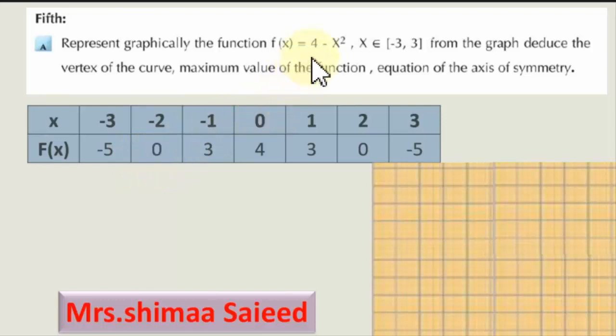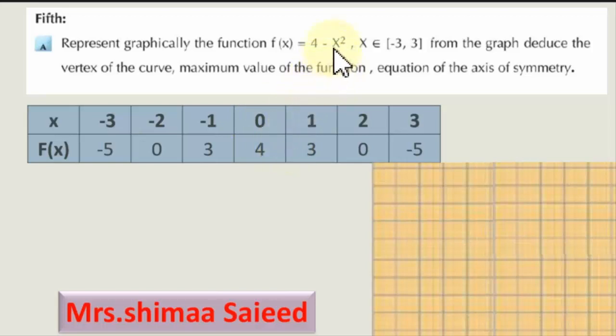If x equals -2, f of x equals 4 minus -2 power 2. -2 power 2 equals 4. 4 minus 4 equals 0. If x equals -1, f of x equals 4 minus -1 power 2 equals 4 minus 1, which is 3. And if x equals 0, 4 minus 0 equals 4.